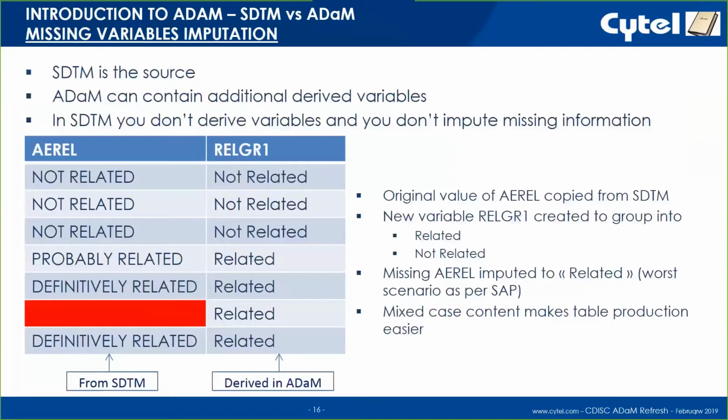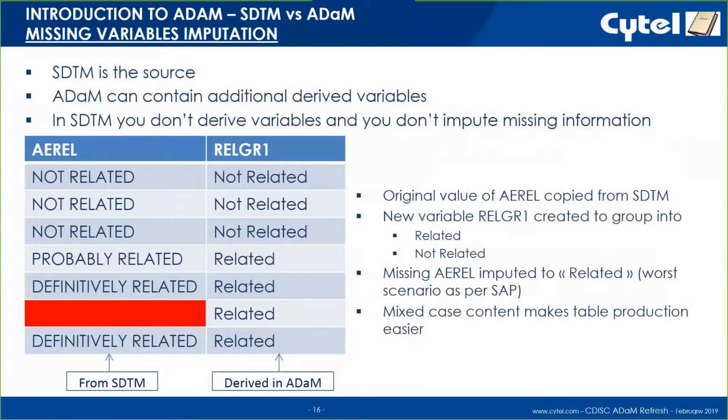And just to give you an example I mentioned before: you may have your data collected and then stored in SDTM, and for whatever analysis you have to use one of the variables you collected. The example is the drug relationship for adverse events. You may have an adverse event here, the sixth row, where the relationship was not collected.